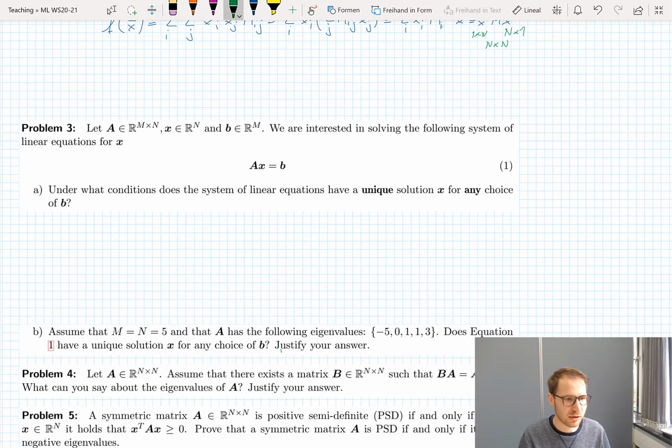So here we can consider a couple of cases. What we basically want here, if this has a unique solution, then A would be invertible, right? I mean, we can directly see this.